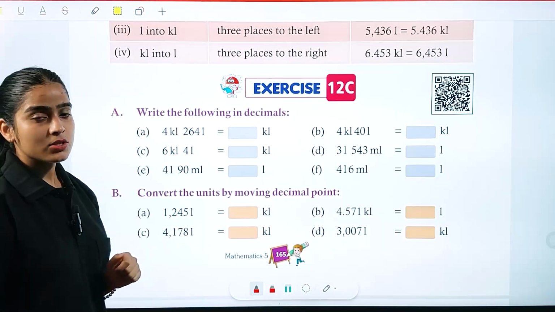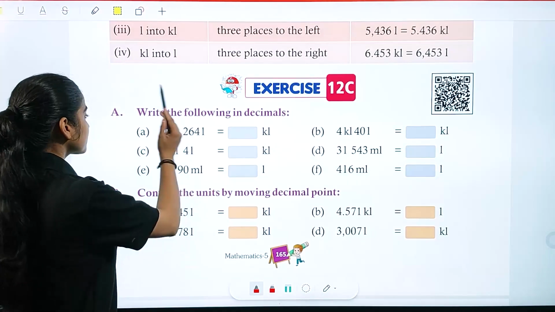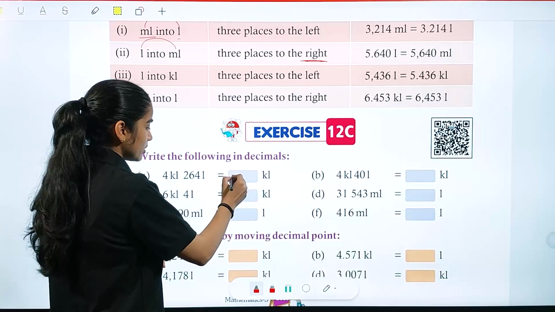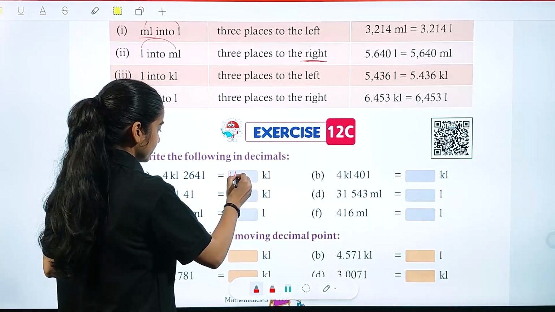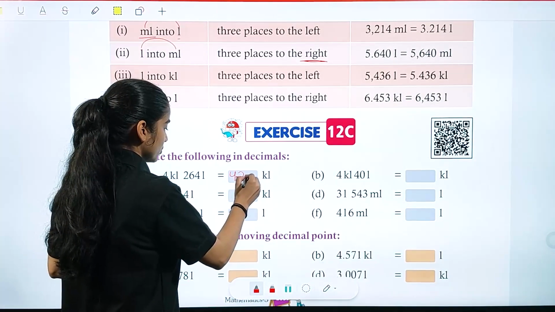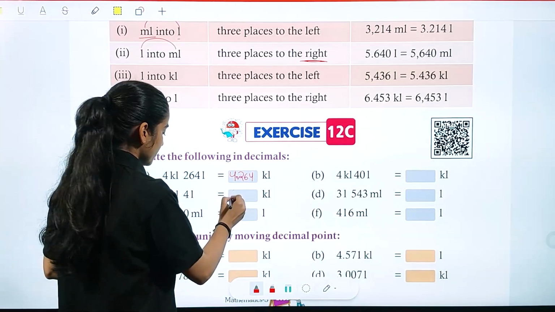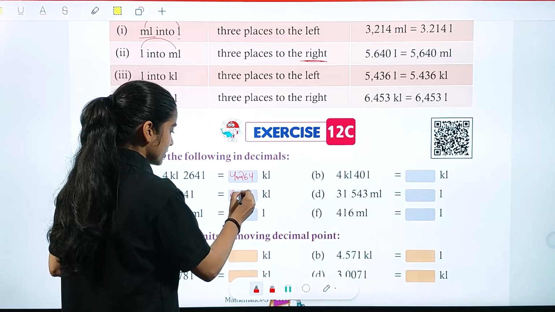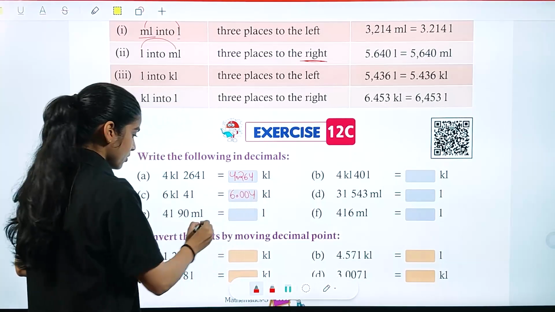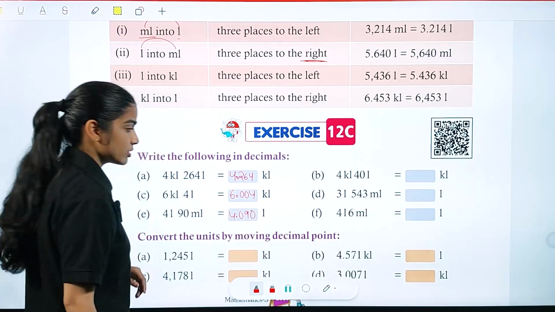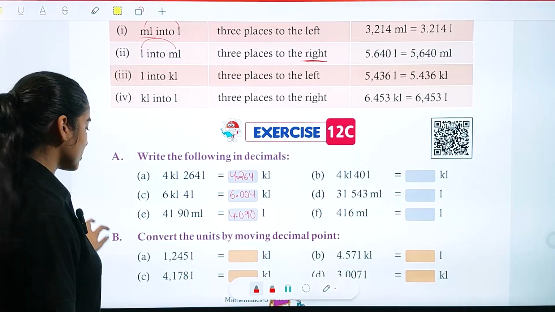Now we have our exercise 12c. So let's see here. Write the following in decimals. So this will be your 4 kiloliter 264 kiloliter. 6 kiloliter 4 liter means 6.004 kiloliter. 4 liter 090 liter. In the same way you can do the rest of the parts you have.